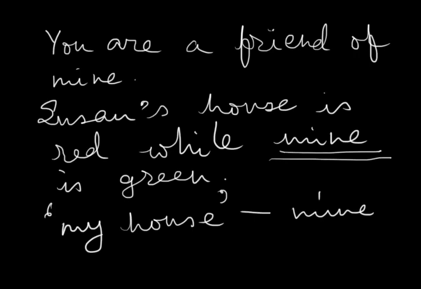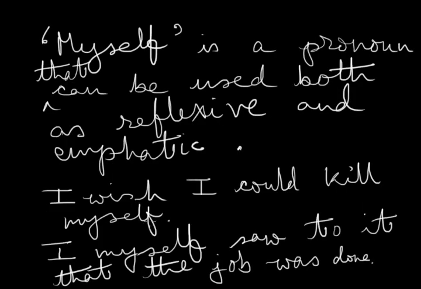Now let us move on to the next sentence, which will deal with the proper usage of myself. Now, myself is a pronoun that can be used both as reflexive and emphatic. Now, what is reflexive and what is emphatic? A reflexive pronoun is a pronoun where the subject does something, and the effect of the action comes back on the doer himself. That is when we say that the pronoun is reflexive.